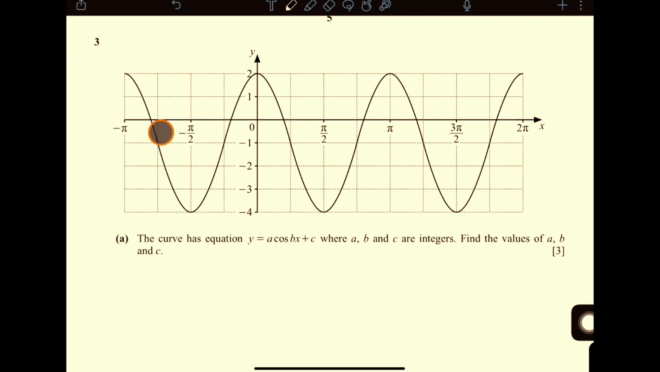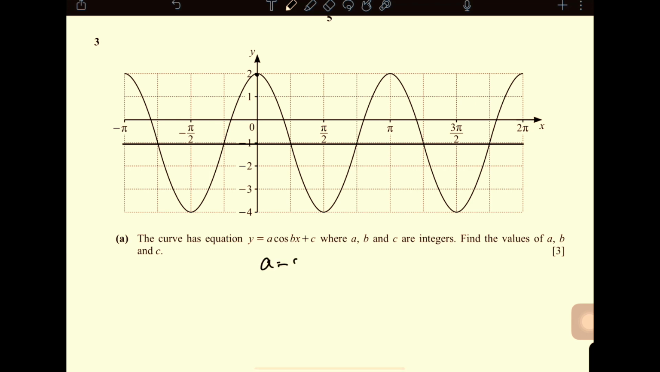There is one curve given. This is the curve, and the equation of this curve is y equals a cos bx plus c, where a, b, c are integers. We need to find the values of a and b. Let me draw a line here. It goes 3 units up and 3 units down. So its amplitude is 3. So a equals 3.